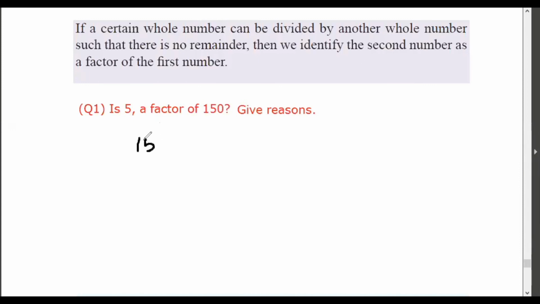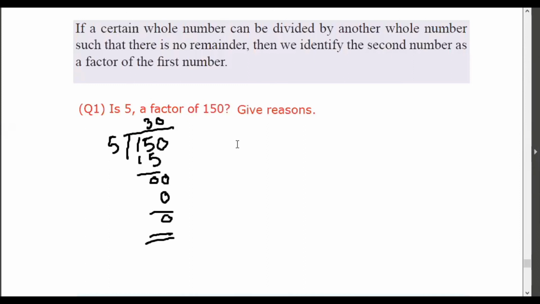Let's divide 150 by 5. 5 times 3 is 15. 0. For this 0, 5 times 0 is 0. No remainder. Okay. So if it divides without a remainder, we said it is a factor.